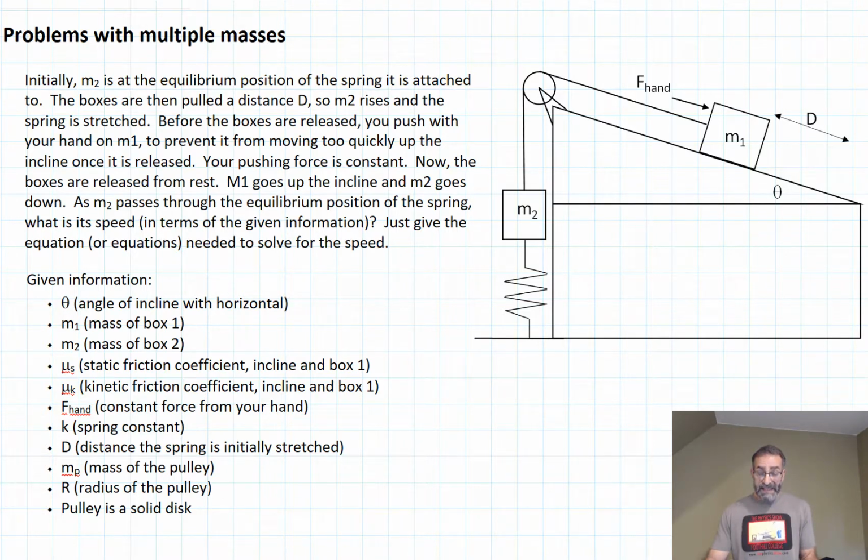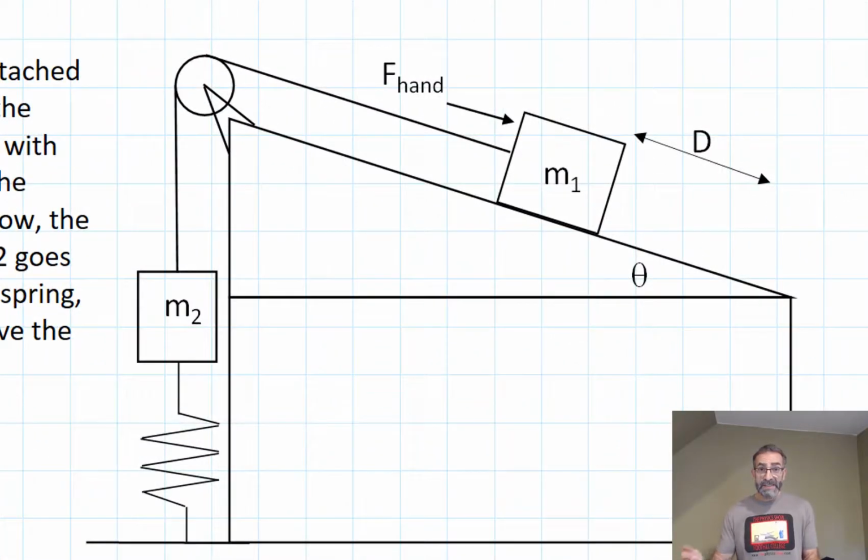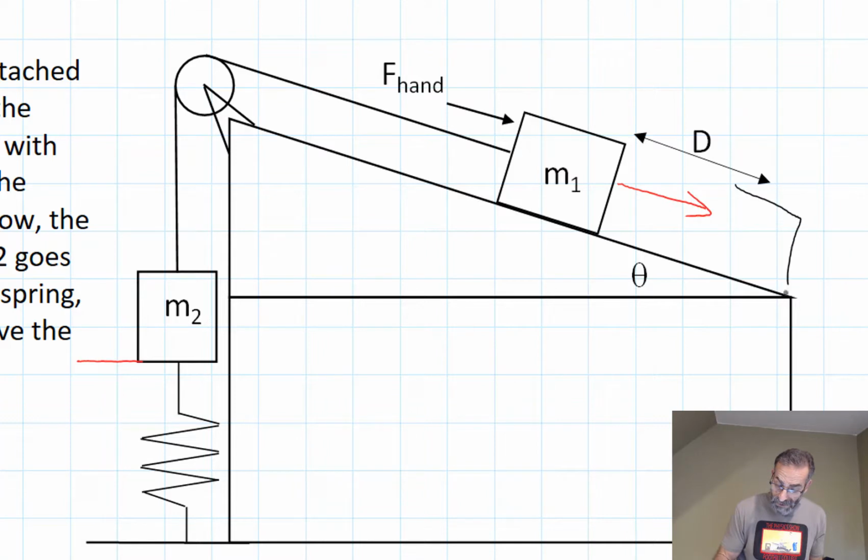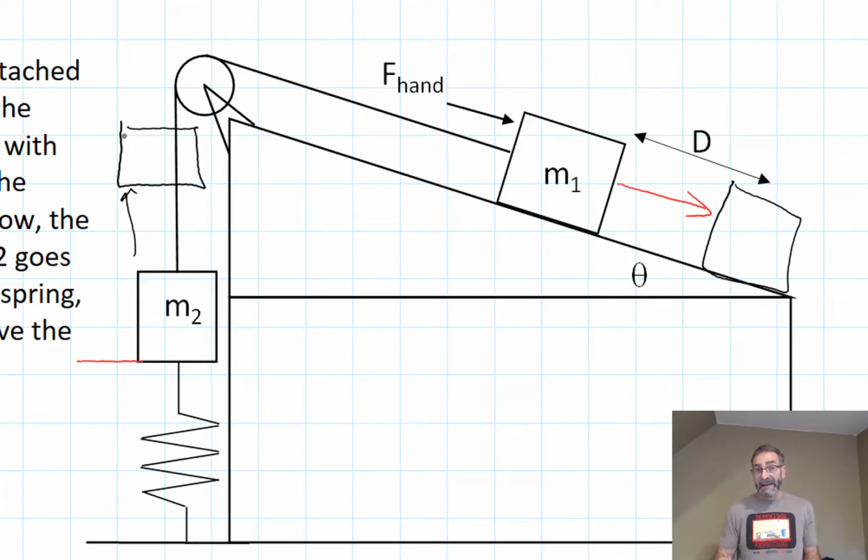We've got the 2 masses connected by a string. M2 is attached to that spring, and it starts out at the equilibrium position of the spring. Then we pull on that string. M1 goes down the incline and ends up down here. M2 goes up and ends up here. And we hold on to it there for a second.